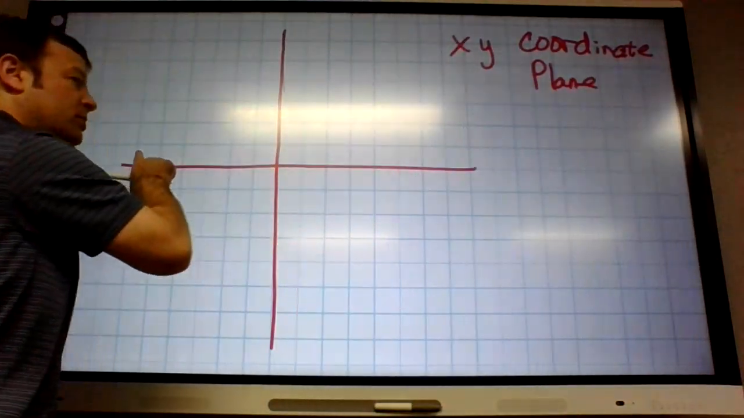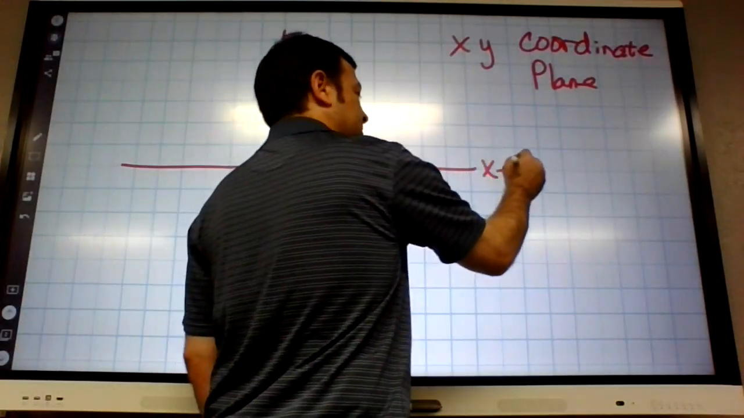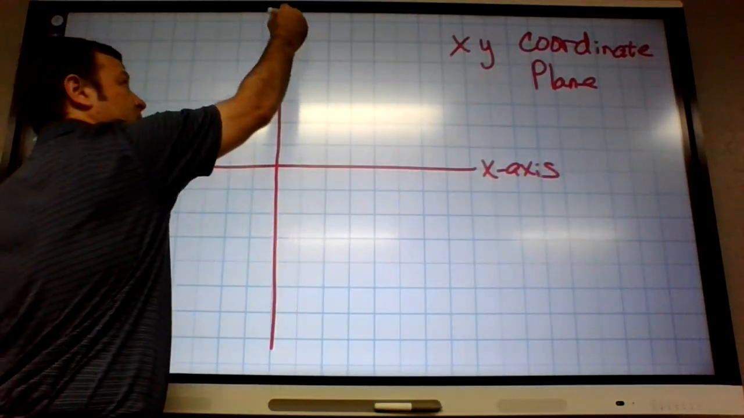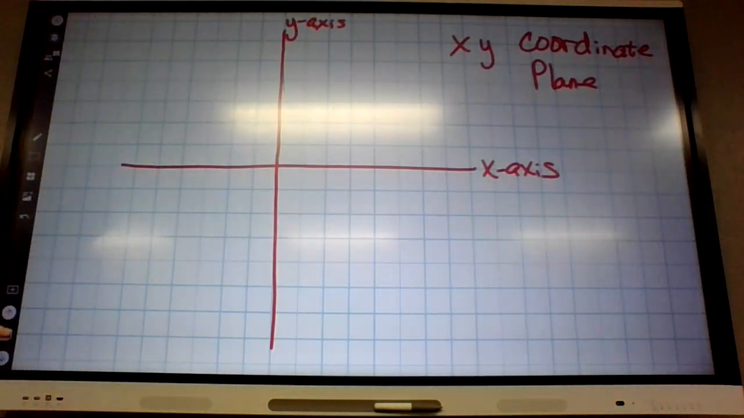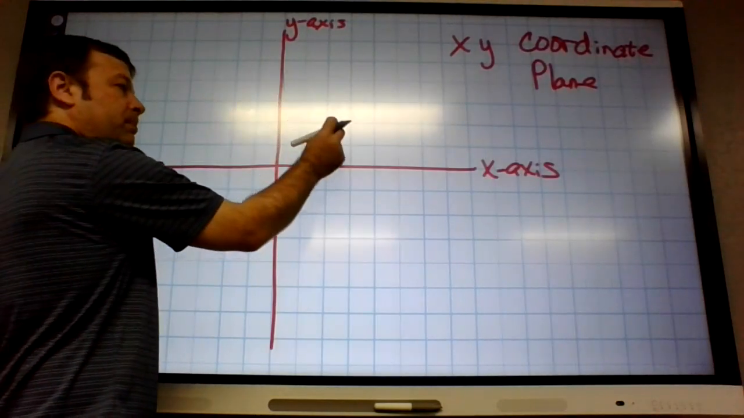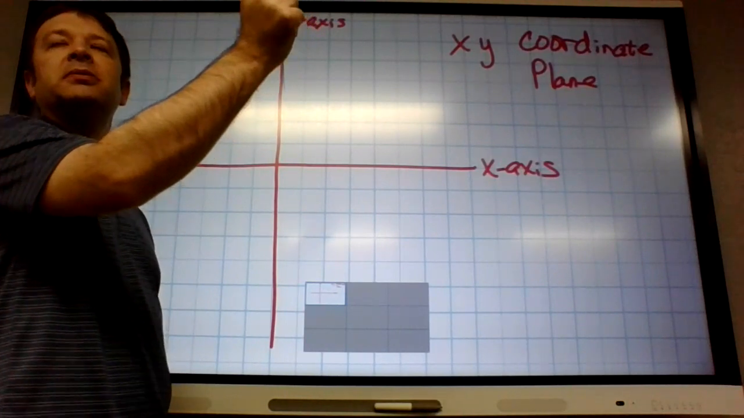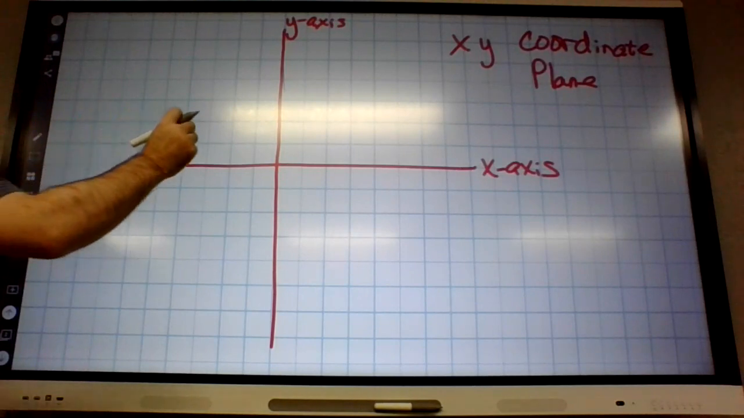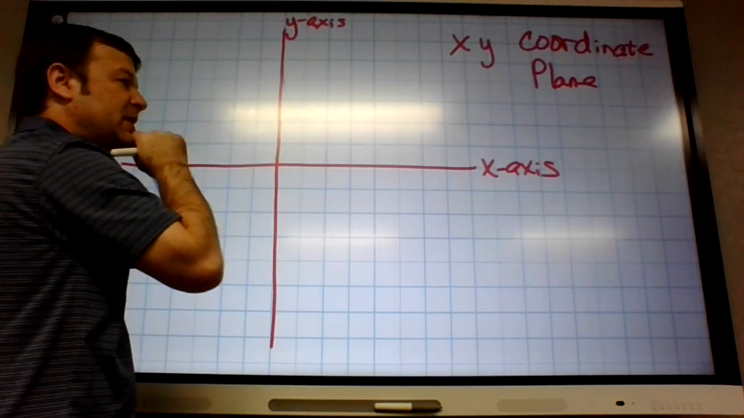Alright, what is this horizontal line called? The X what? Axis. And the vertical line is called the Y-axis. I know you guys kind of know this already, but it's just a way of locating a point on like a map or something in space.